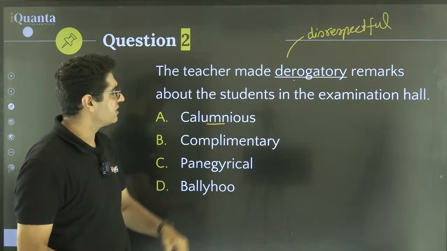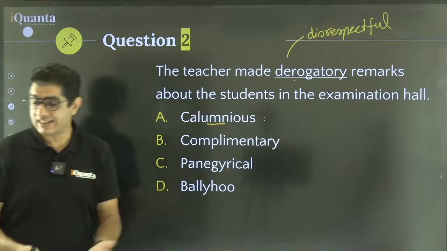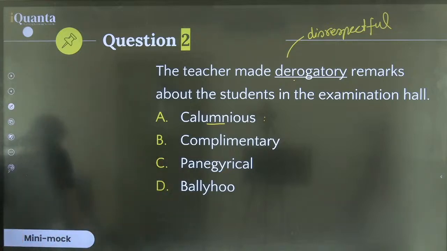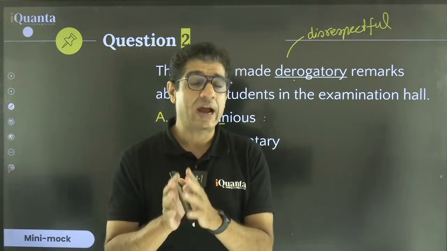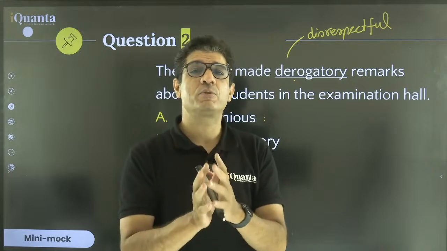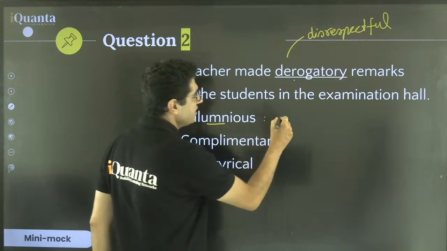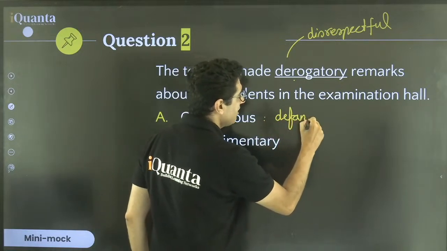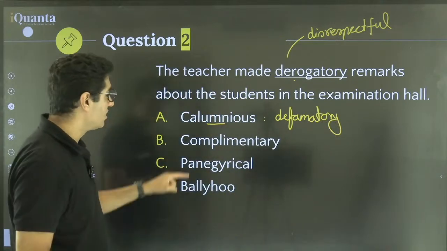What is calumnious? When you're calumnious, you basically say things against a particular person. So you have this noun called calumny. Calumny essentially means making a statement about the other person which is not true and is designed to harm that person's reputation. So when your remarks are calumnious, it basically means that they are defamatory. So you are saying some negative things about that person.